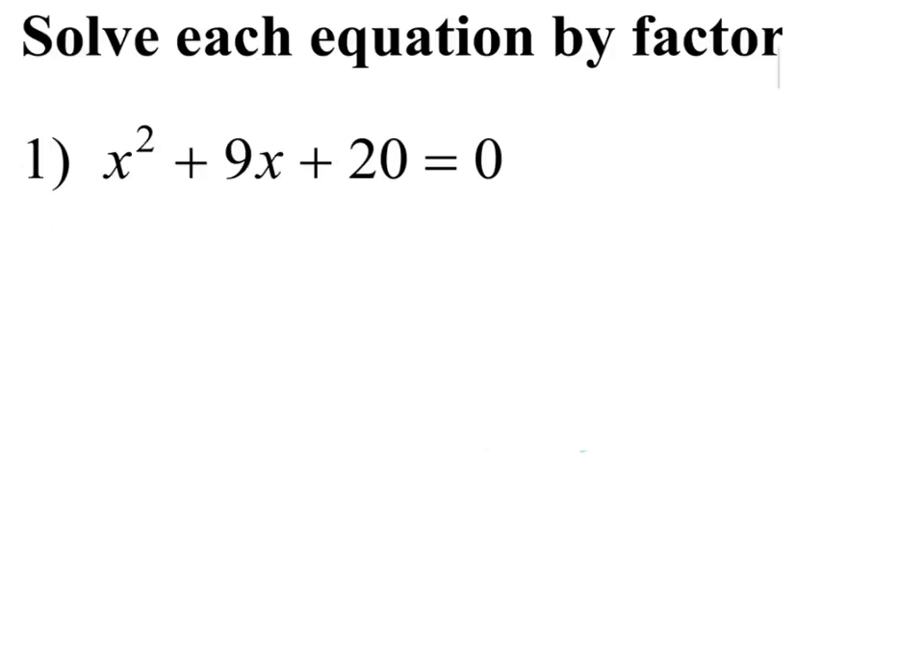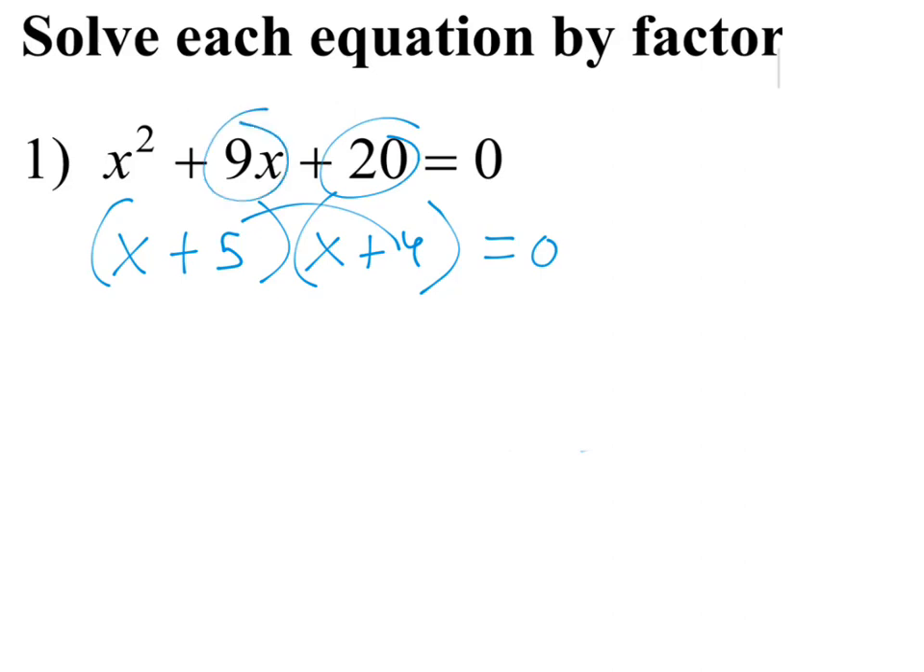The idea of factoring is going to turn this into two binomials where it's like x plus or minus something, and then x plus or minus something, and it's going to equal 0. The benefit of that is if you have two factors whose product is 0, then one of those factors has to be 0. So you're going to figure out the factors of 20 that add up to be 9, and those numbers happen to be 5 and 4. 5 times 4 is 20, and 5 plus 4 is 9.